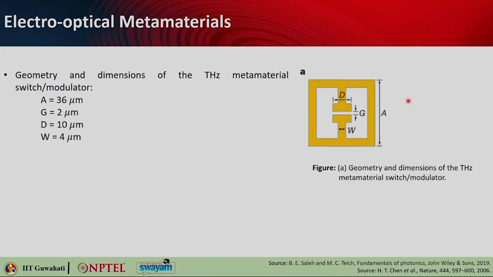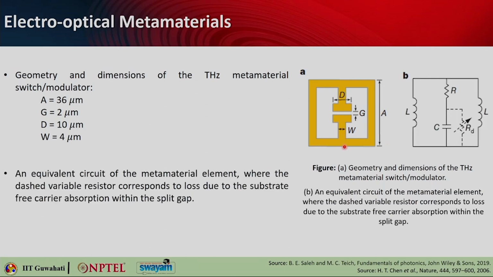Now, here is the dimension and actual geometry of the meta atom that can be used for that terahertz metamaterial switch or modulator, whatever way you can use it. So, here are the dimensions. This side is 36 micron, the gap is only 2 micron. The width of this region is 10 micron and this width is 4 micron.